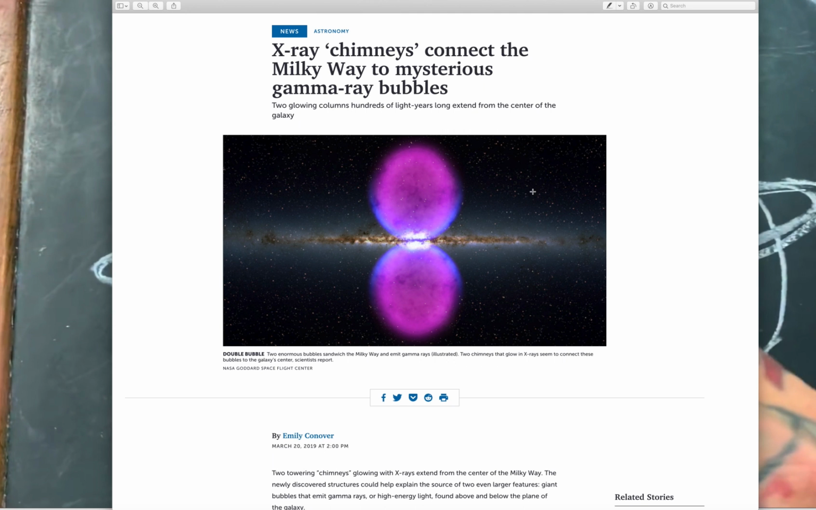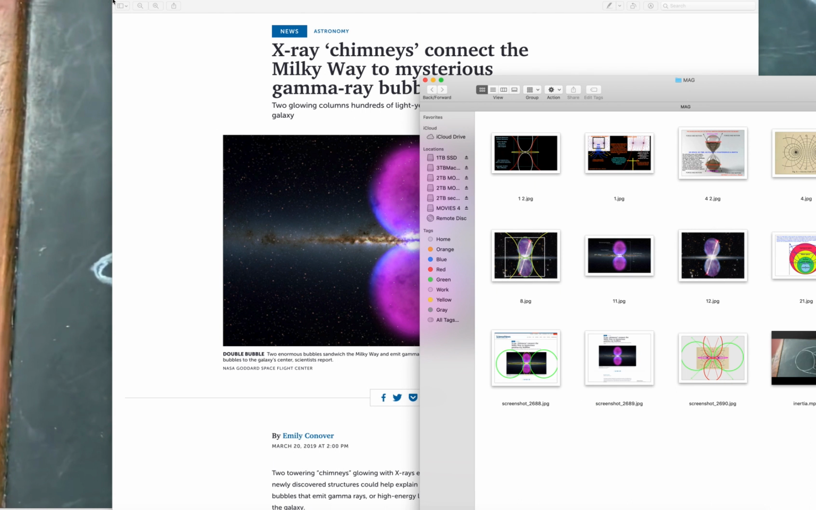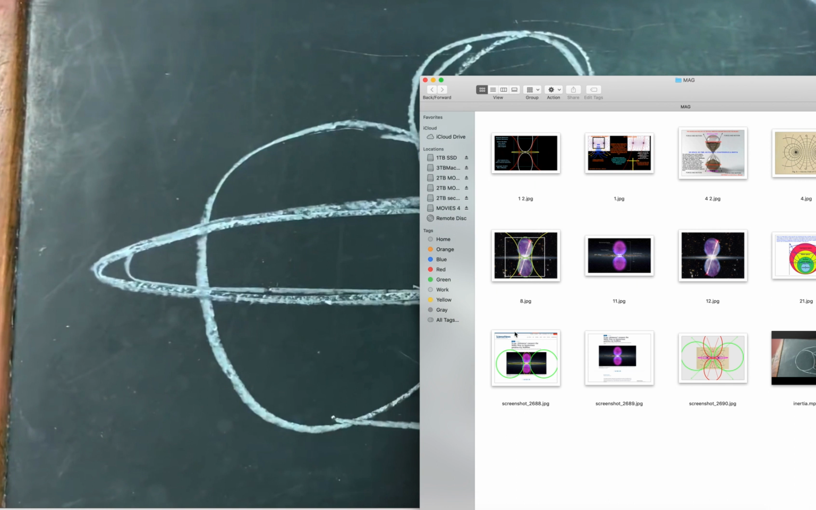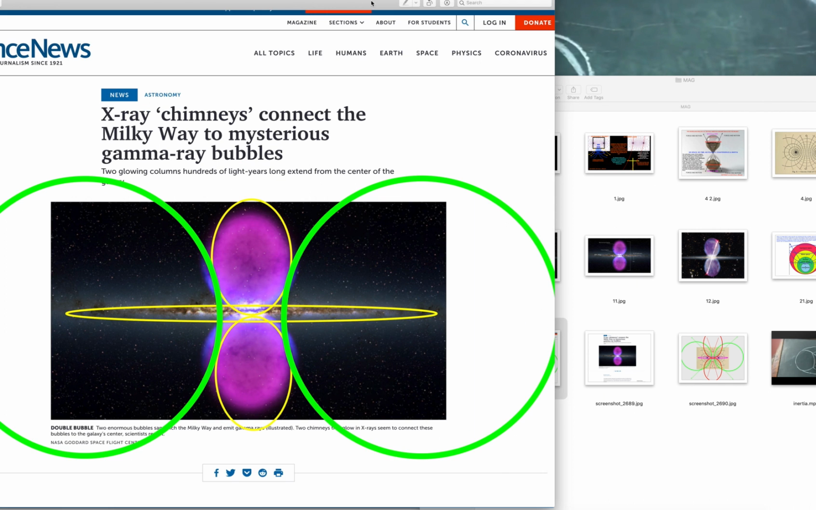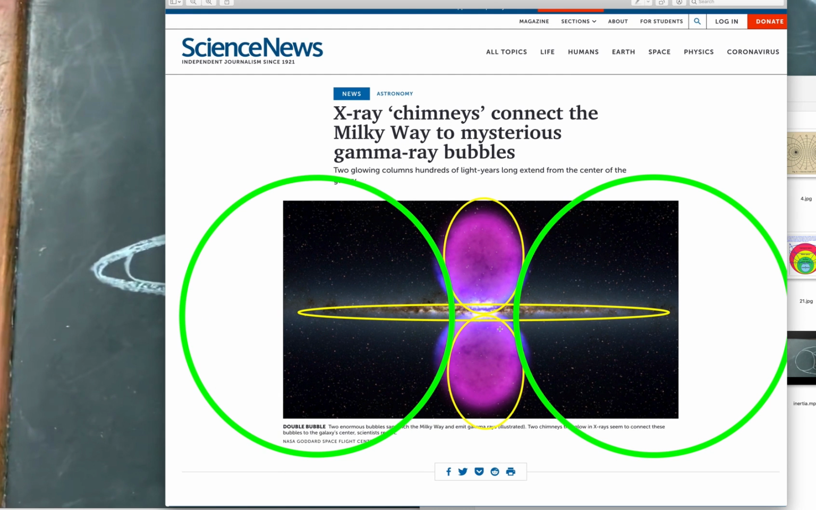Oh, we've discovered X-ray chimneys. This is from Science News. These two towering chimneys sit at these plumes. They're actually calling them gamma ray bubbles. They're saying that the glowing X-rays extend from the Milky Way relative to the giant bubbles that emit gamma rays. But this, of course, is simply the geometry, and I'll make things a lot more clear here.